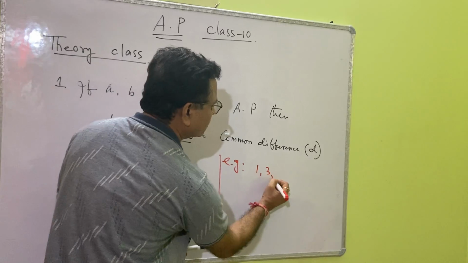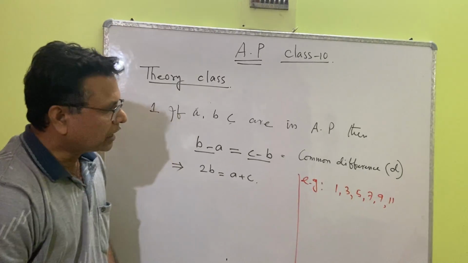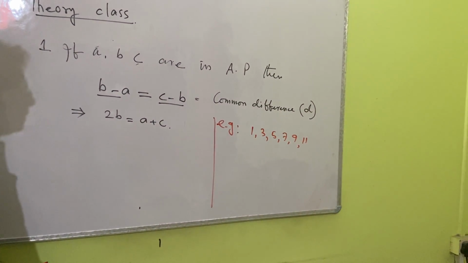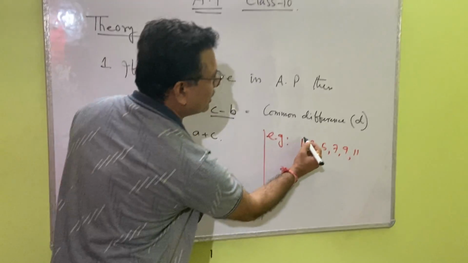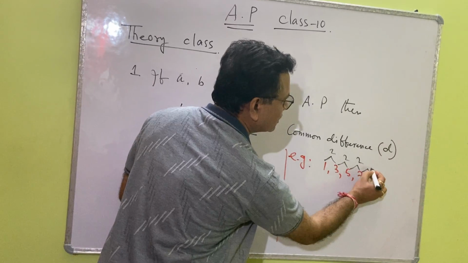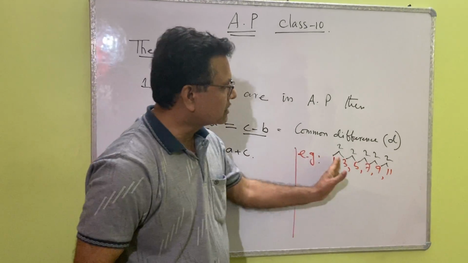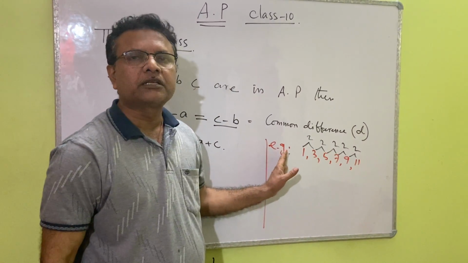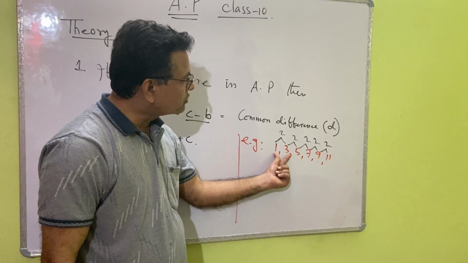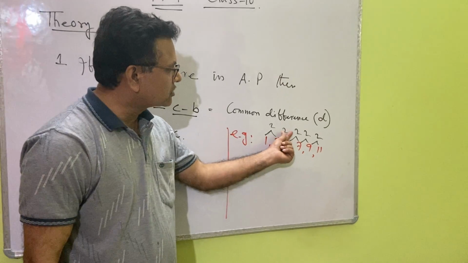Suppose 1, 3, 5, 7, 9, 11. I have written so many numbers, how many? 6 numbers I have written. So here everywhere the difference is what? The difference is 2. So I can say that these numbers are following a particular pattern. What is that pattern? The difference between these two numbers is 2, the difference between these two numbers is 2.